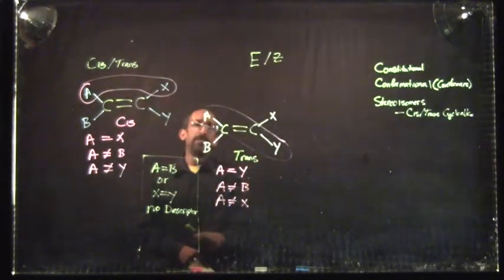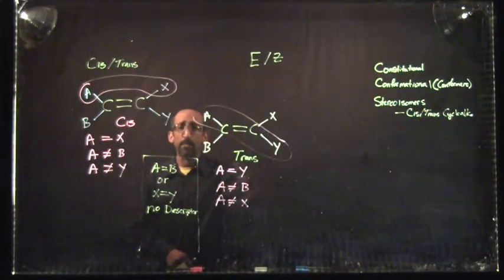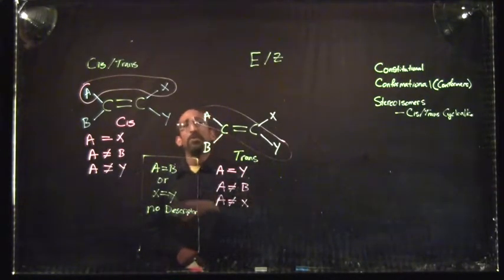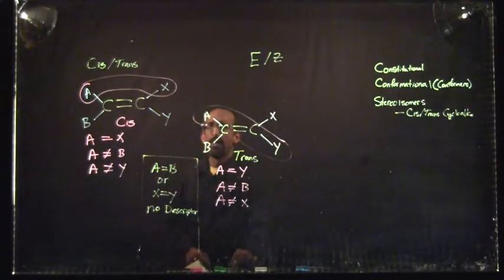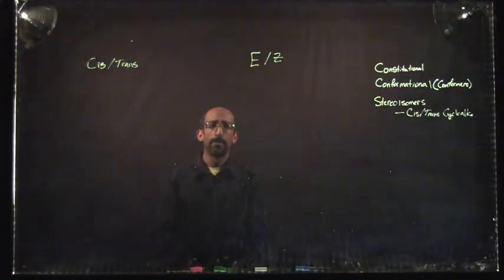Well, what happens if we have four different substituents on this alkene, right? We can't any longer use our cis and trans nomenclature. We have to now move to a different nomenclature, and that's going to be our E and Z nomenclature. So let's just take a moment and see how that looks.